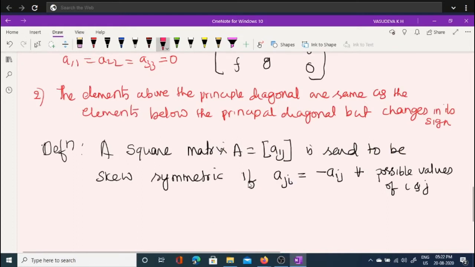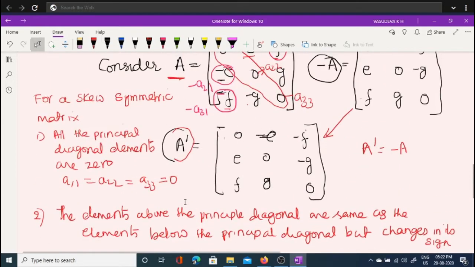That is also we can say that if A dash is equal to minus A, the transpose of A is the negative of the matrix itself. So for a skew-symmetric matrix, one thing you can observe is that all the principal diagonal elements are 0.